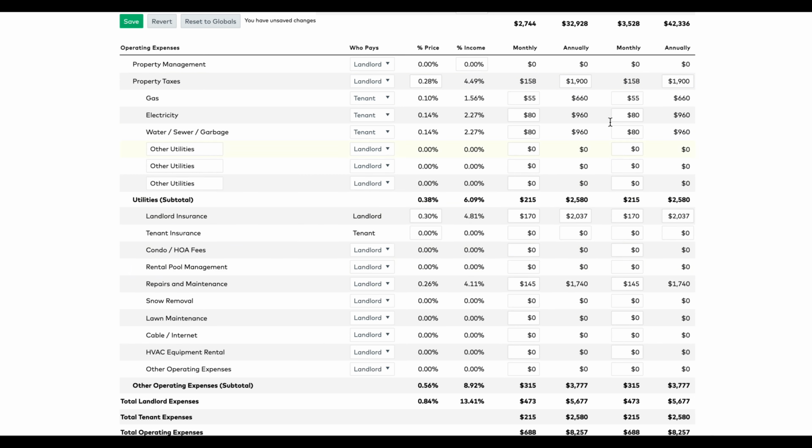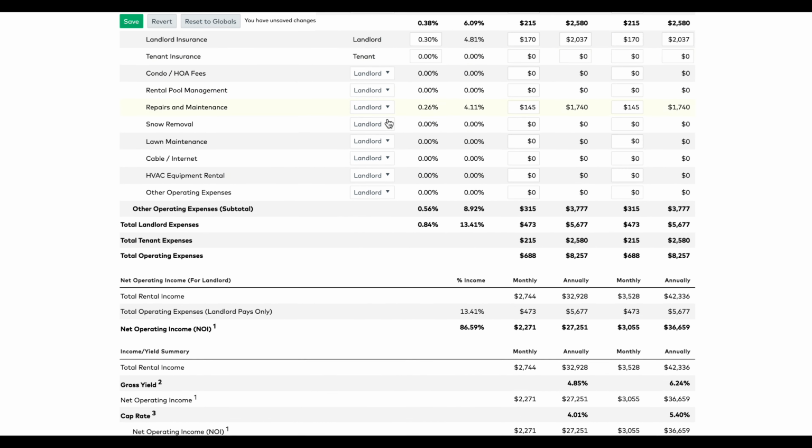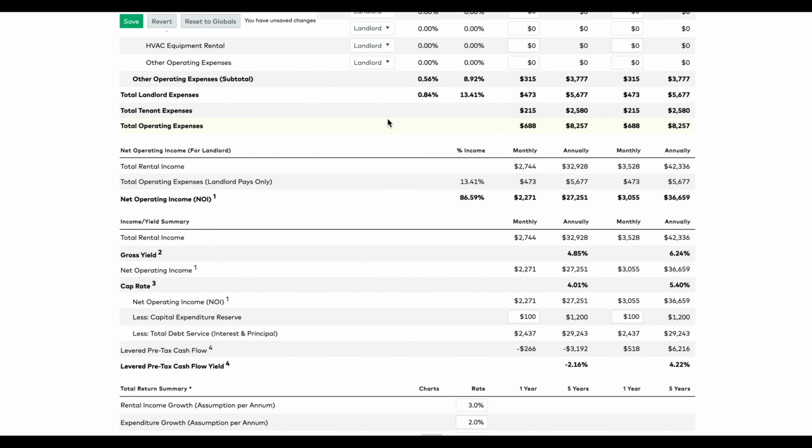Let's calculate what all our operating expenses are going to be. Maybe we're going to have the property managed. Maybe we're not. Is the tenant going to pay for properties and utilities, or the landlord? We select each of those, and we build our net income statement.